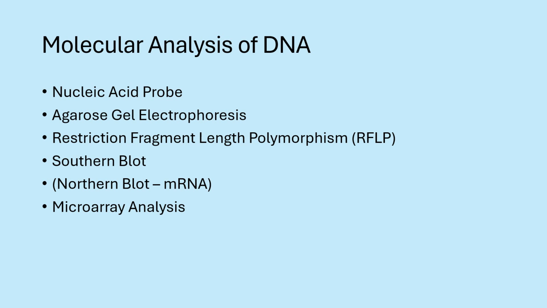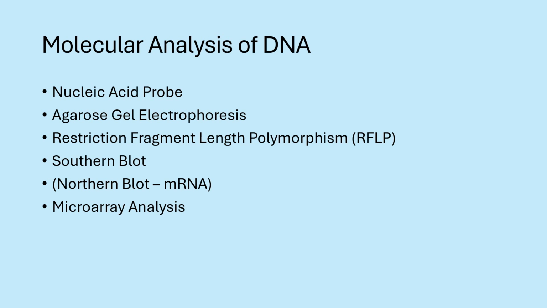Just FYI, it's kind of strange, but with a Southern blot, you are looking at fragments of DNA. That was the first type of blot that was done, and actually the individual who developed it, his last name was Southern. So then somebody decided, well, what if we do a similar thing but with RNA? Well, we can't give it the same name because DNA and RNA are not the same thing. So a Southern blot is with DNA. A Northern blot is with RNA.